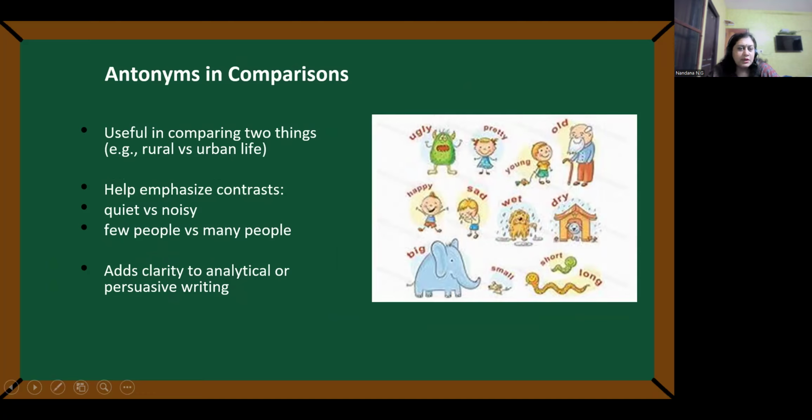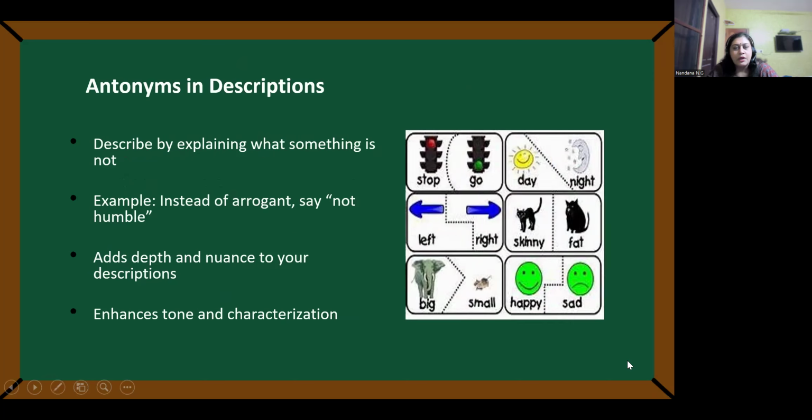Antonyms in comparison. Yes, antonyms are usually used to compare things. For example, rural versus urban life. It helps to emphasize contrast. Quiet versus noisy. Few people versus many people. Adds clarity to analytical or persuasive writing. Antonyms in descriptions. Another benefit of using antonyms is that the description would be much clearer. Describe by explaining what something is not. For example, instead of arrogant, say he was not humble. It adds depth and nuance to your description, enhances tone and characterization.